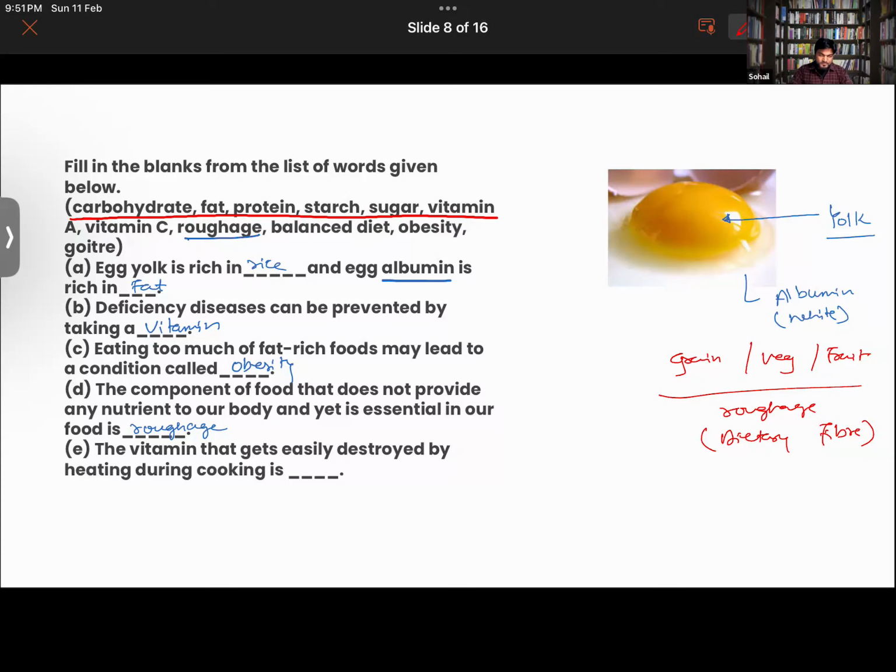Question number E. There's a vitamin that basically gets destroyed when it is cooked, when the food is cooked.